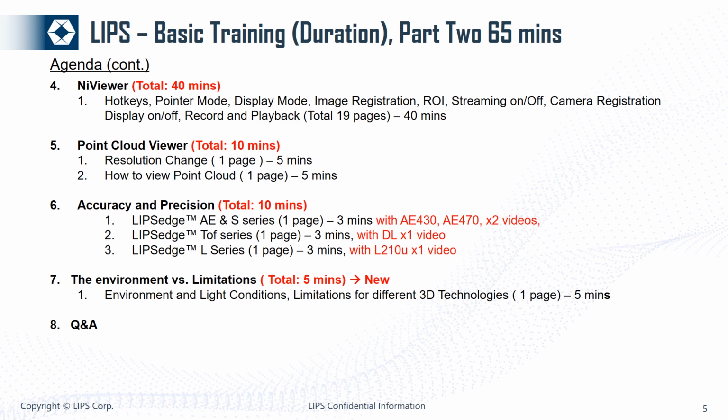As for Part 2, with an estimation of 65 minutes, covering Chapter 4, the introduction of the NI Viewer, presenting hotkeys, pointer mode, display mode, image registration, ROI, streaming on and off, camera registration, display on and off, recording, streaming and playing it back. Chapter 5, Point Cloud Viewer, resolution change, how to view Point Cloud. Chapter 6, showing the accuracy and precision within the different LIPS Edge series for the LIPS Edge AE and S series, LIPS Edge DL and M3 series, LIPS Edge L series, and Chapter 7, the environment and light conditions that could affect which camera to use.